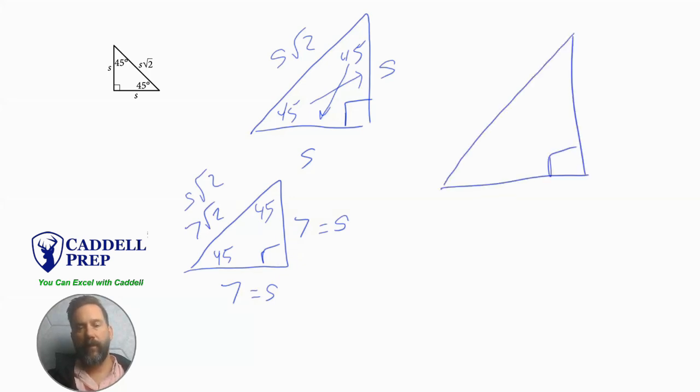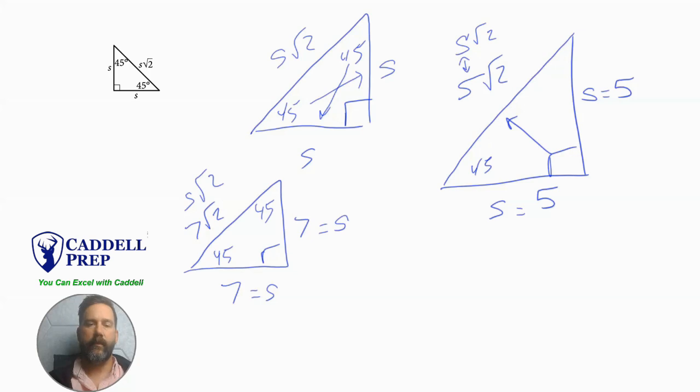Let's do an easy one, or easier. Let's say this is 5 radical 2. Again, 45, 45, 90. So this is supposed to be S radical 2. So really we found that S is 5. So this side is supposed to be S, which is really 5.